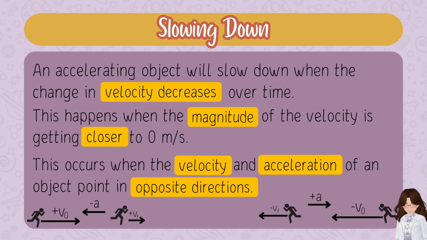On the right-hand side, we have a person that is running with a large negative velocity, maybe -8. Then they have a positive acceleration, so +3, and -8 plus 3 is going to give us -5. So -5 is less than the magnitude of -8. And so, in general, we could say mathematically that when the magnitude of the final velocity is less than the magnitude of the initial velocity, an object is slowing down.